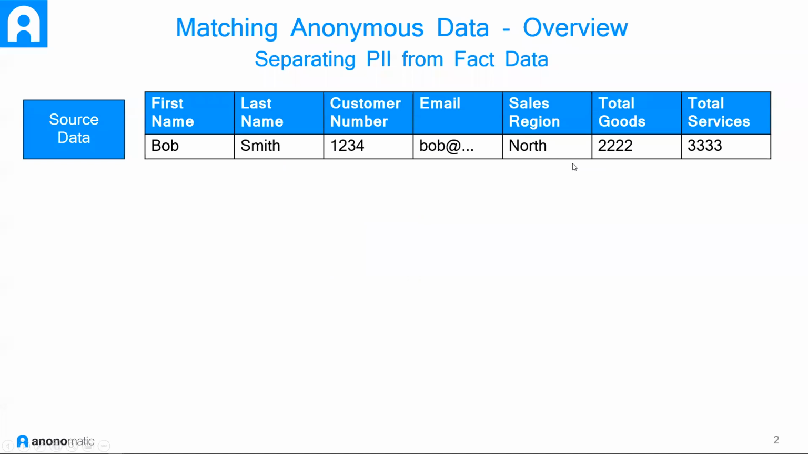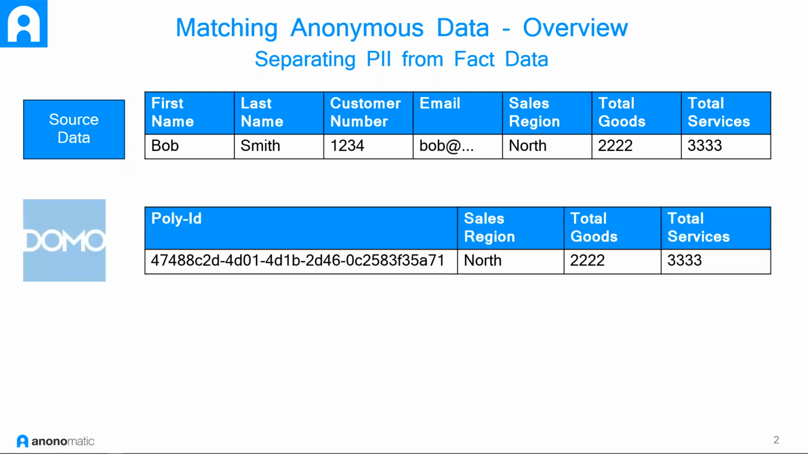Let's start with the Transform plugin and what happens to your data after it goes through the Transform plugin. Let's have some very simple data here. We've got the customer's name, their customer number, email, and some goods and services by sales region. When we use the Transform plugin, or even the Transform connector, the data that we get inside of Domo are the details, the sales region, goods and services that we want to use for analytics.